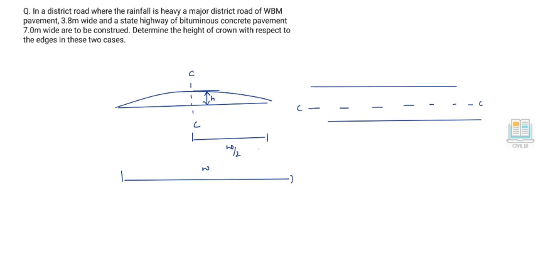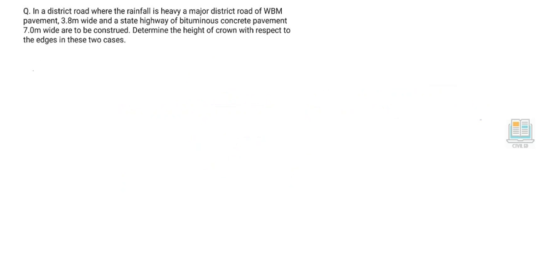So let's write down the given parameters. There are two different cases. First one being for the major district road, which we can call MDR, for which the width has been specified as 3.8 meters. The intensity of the rainfall they have specified in both the cases as heavy. Now for the heavy rainfall, and the first one was the water bound macadam, the camber value has been specified to be 3% of the width of the roadway.